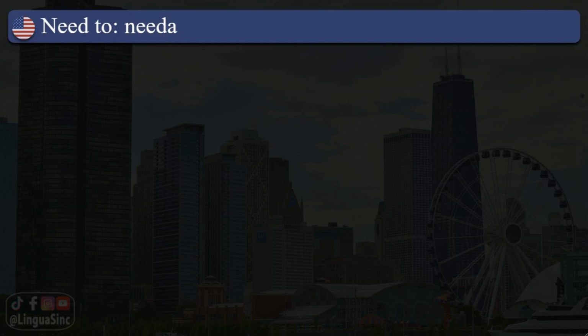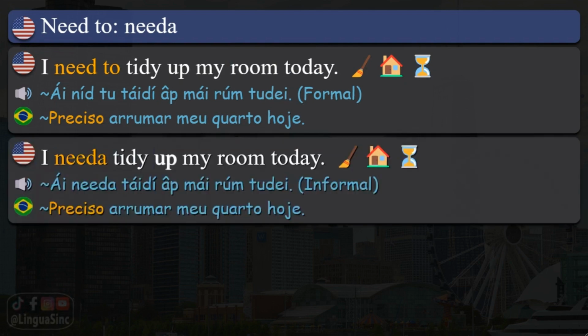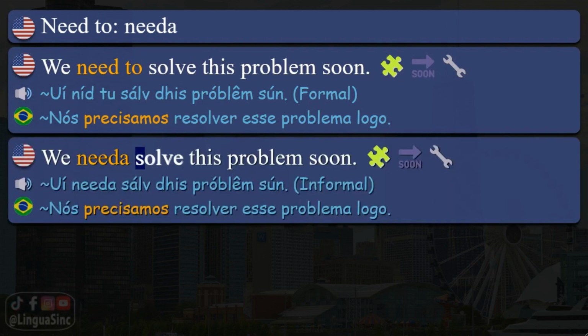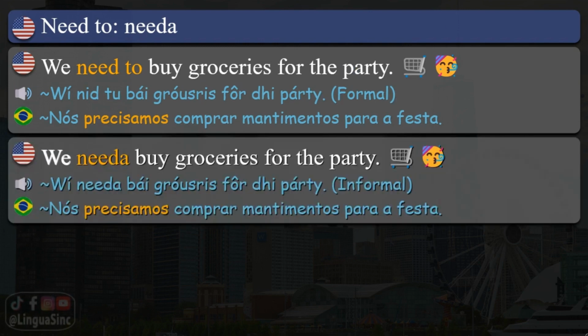Needa. I need to tidy up my room today. We need to solve this problem soon. We need to buy groceries for the party.